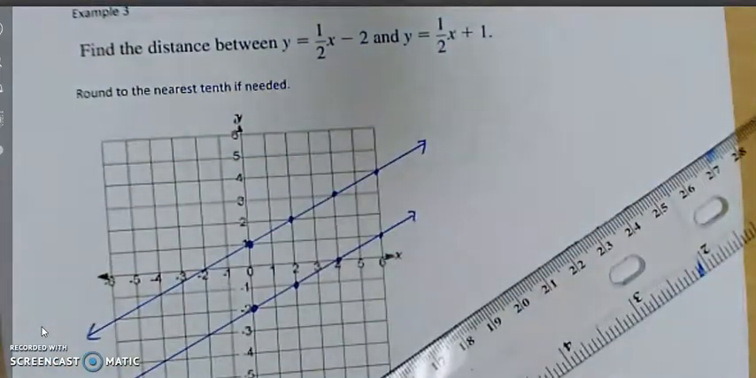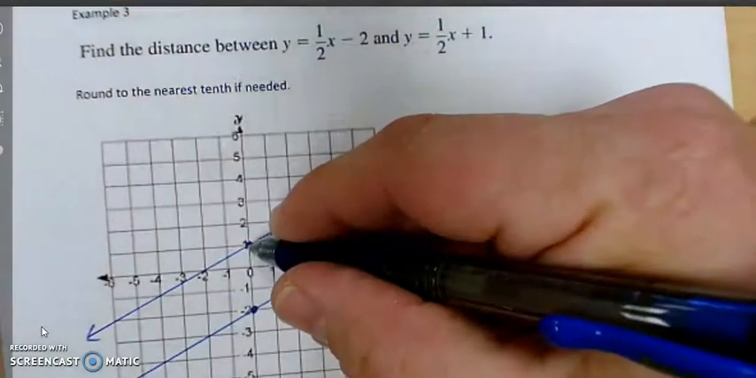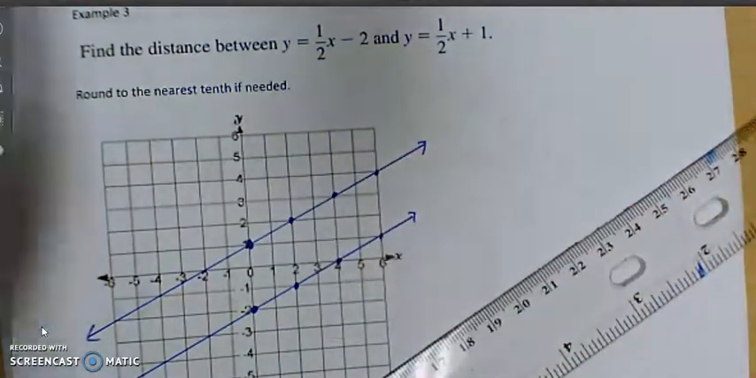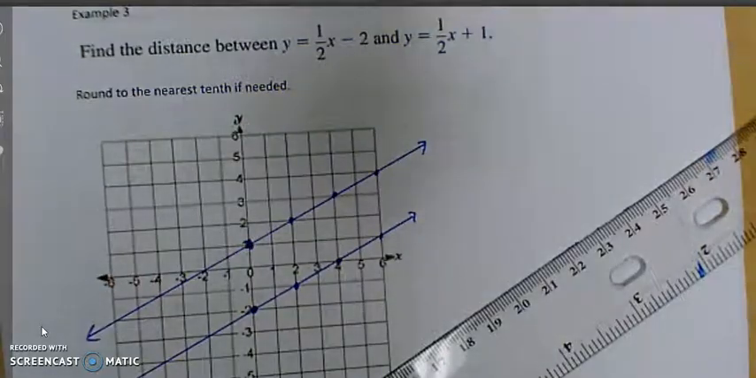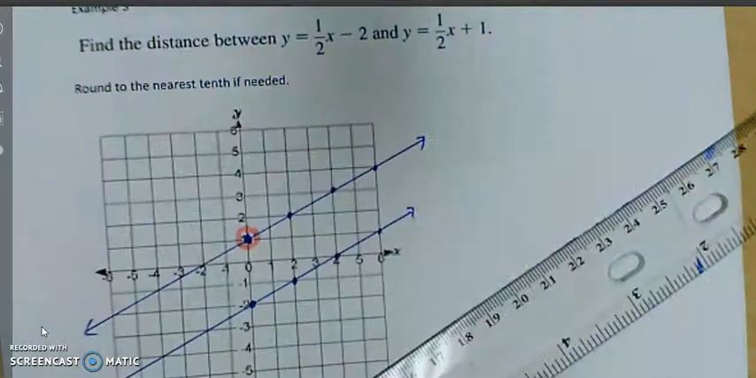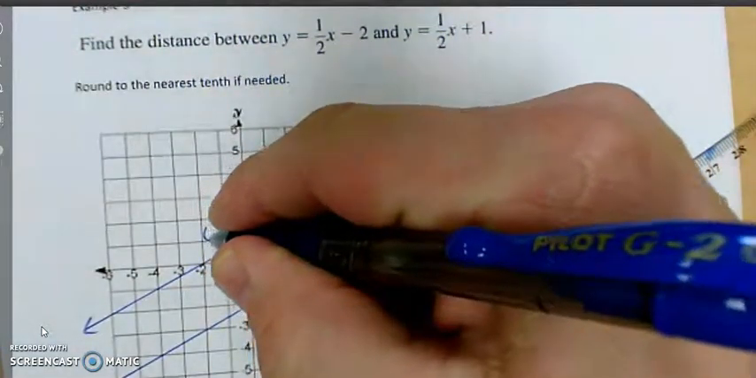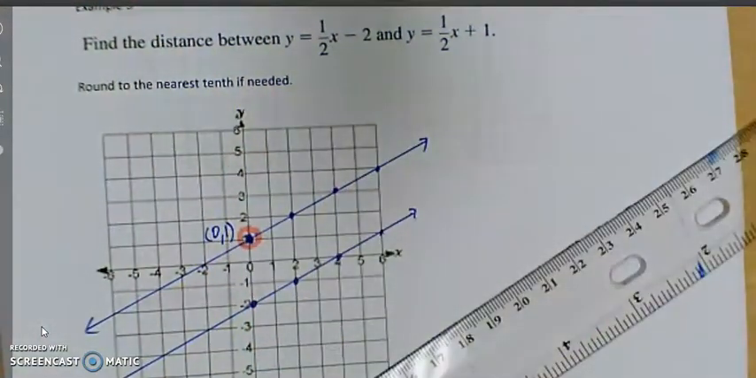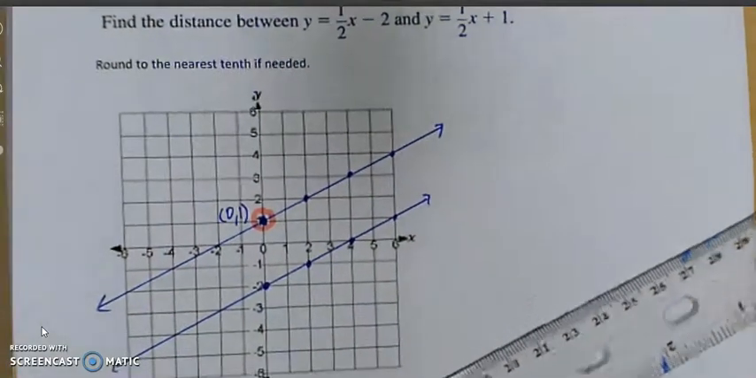Now to find the distance, I pick a point on either line. It's usually easier if you make it a y-intercept. So what I'm going to do is be considering this point of 0, 1 right there. That's the point I'm going to work off of. I think that's just going to be the easiest thing to do. Like I said, go with a y-intercept. It's going to be easier.